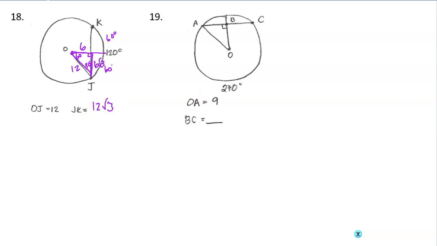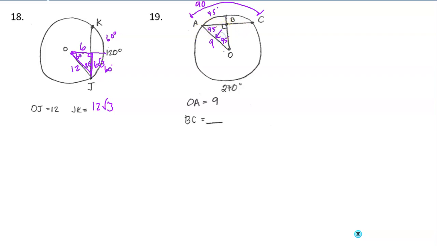And then 19, I have OA is 9, and BC is what I want. So if this is 270, all of that, then this would be 360 minus 270. And that would be 90. So that whole thing is 90, which means each of these is 45. So that means this is a little 45-degree angle, which means guess what? This right triangle is a 45, 45, 90.